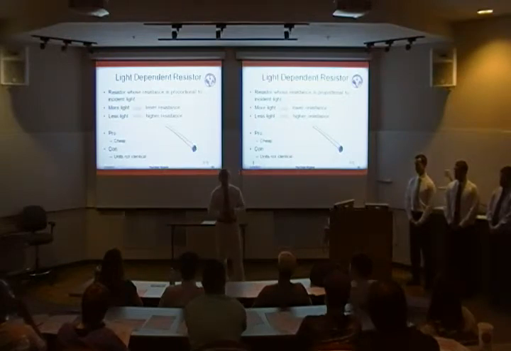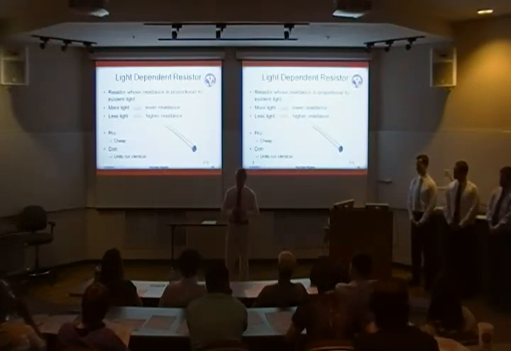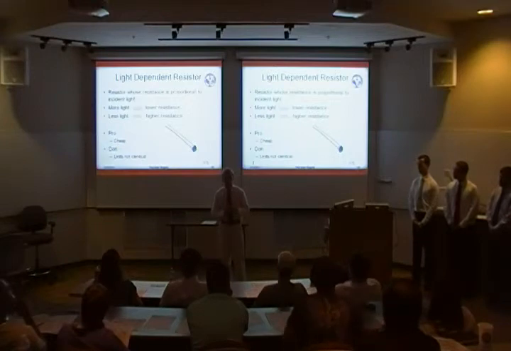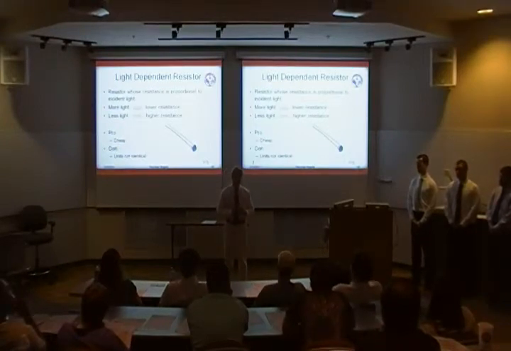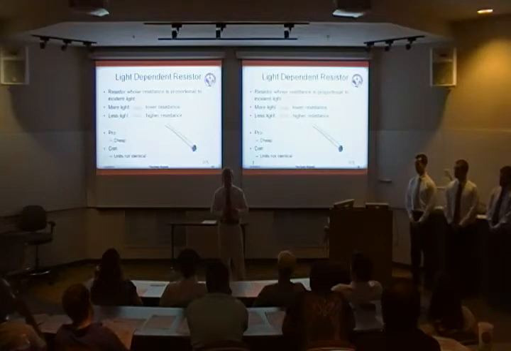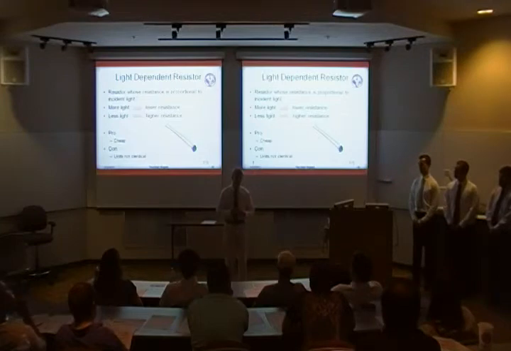Two photosensor options are light-dependent resistors as well as photodiodes. A light-dependent resistor is a resistor whose resistance value varies depending on the amount of light shining upon it. It will have a much lower resistance in the light and a much higher resistance in the dark.